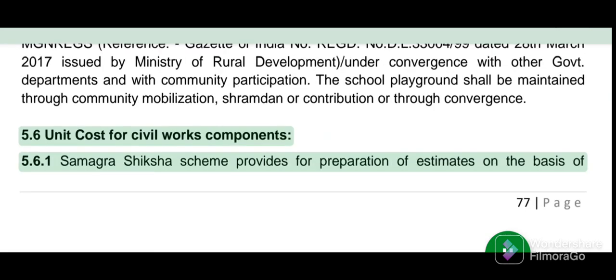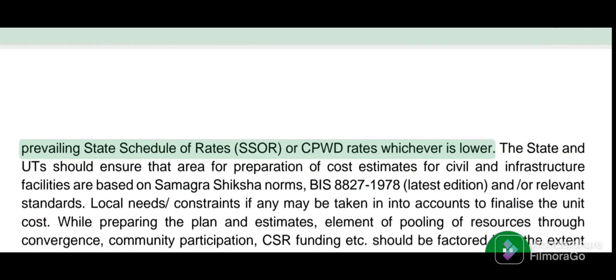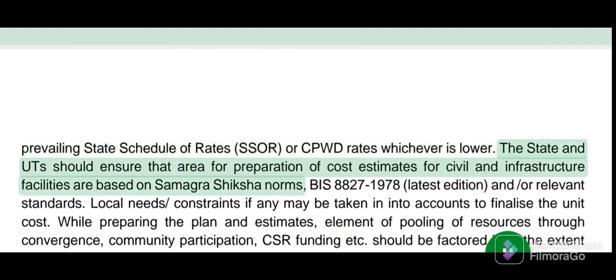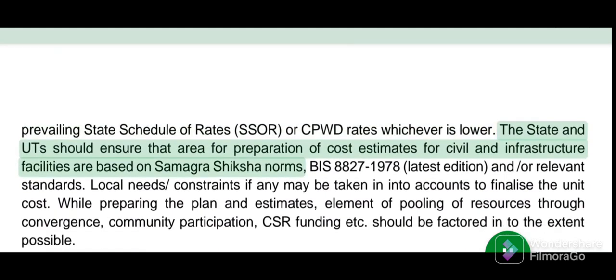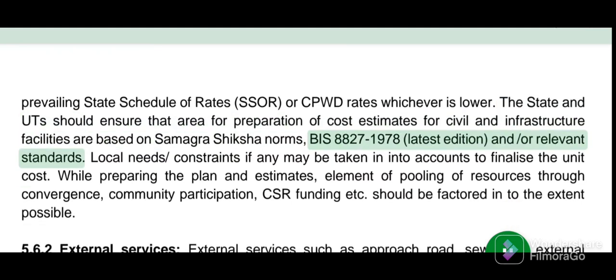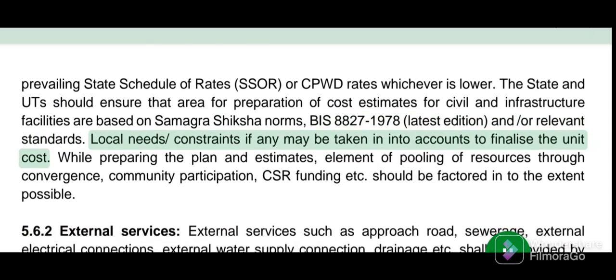5.6 Unit cost for civil works components. 5.6.1 Samagra Shiksha scheme provides for preparation of estimates on the basis of prevailing State Schedule of Rates (SSOR) or CPWD rates, whichever is lower. The states and UTs should ensure that area for preparation of cost estimates for civil and infrastructure facilities are based on Samagra Shiksha norms, IS 8827-1978 latest edition and or relevant standards. Local needs and constraints, if any, may be taken into account to finalize the unit cost.